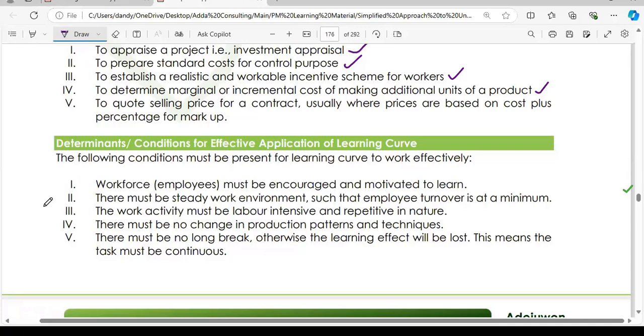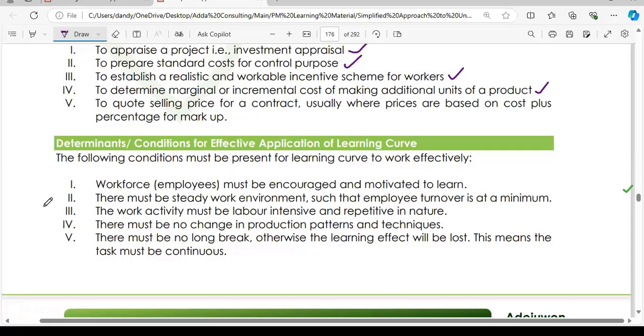Then number two, there must be a steady work environment such that employee turnover is at a minimum. What this is saying is that employee turnover is when employees, whether through resignation, retirement, or retrenchment, leave employment. So we are saying that for learning curve effects to work effectively, the work environment must be stable. No employee is leaving. All right, so that's what that condition is talking about.